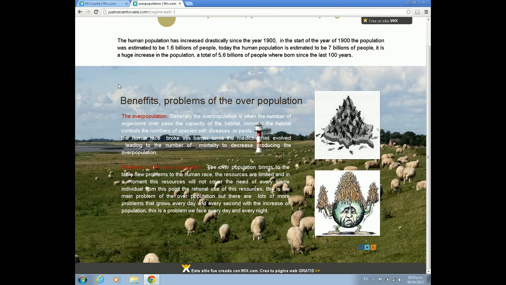Here in the overpopulation section I describe what overpopulation is, only its definition, so you can understand better. Okay, here I will explain how overpopulation is caused, and why it is caused.